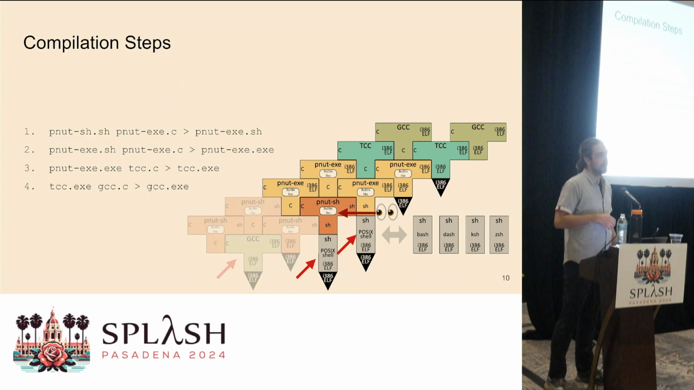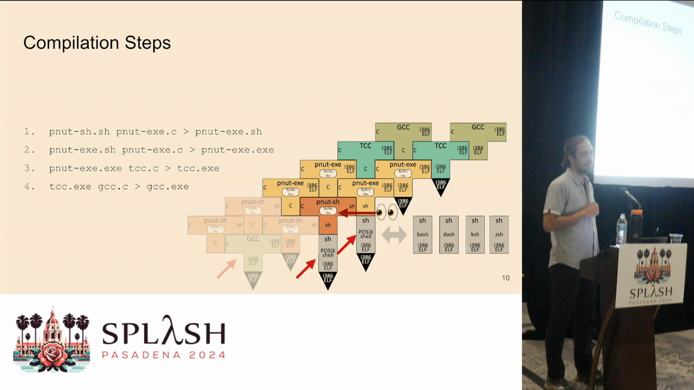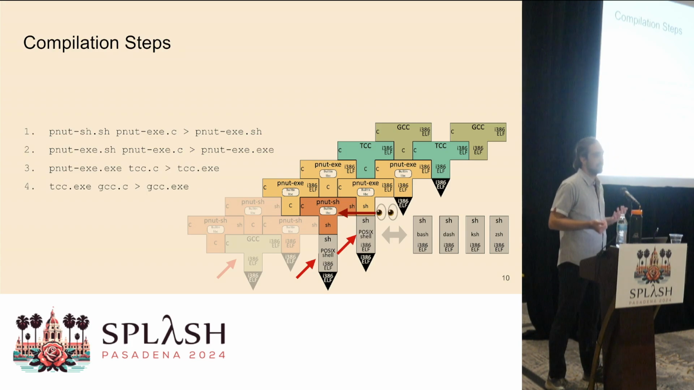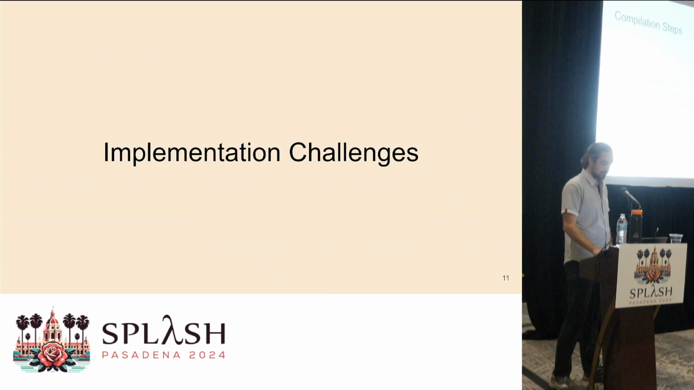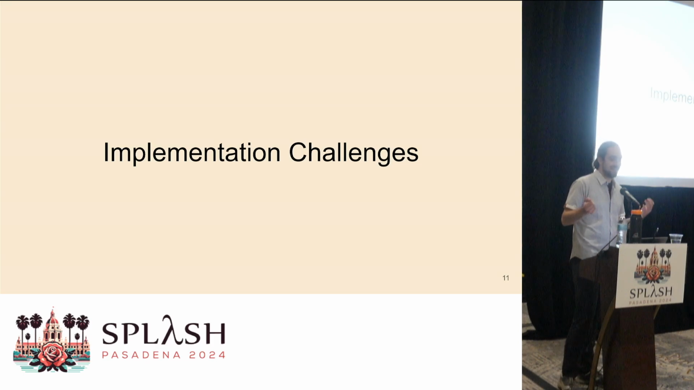And because auditing the pnut shell script will take some time, we don't want to do that every time we compile, so we only want to do that once. Then all you will need to compile GCC would be a POSIX shell implementation, the pnut shell script, and the source code for the other compilers. Having said that, we still have to compile C to POSIX shell, and there are a few challenges ahead.